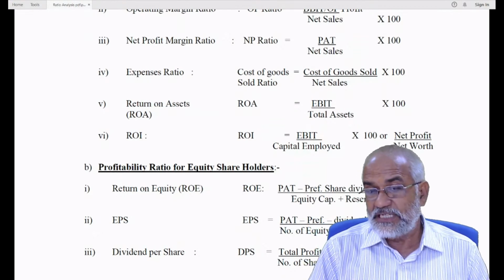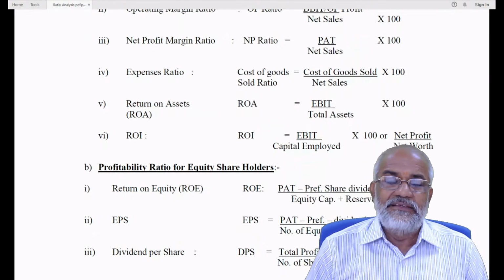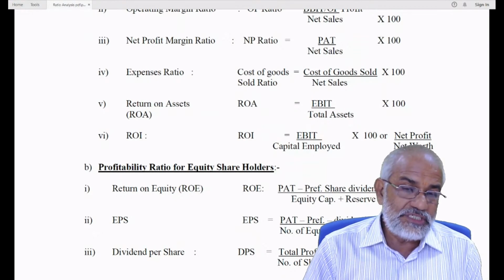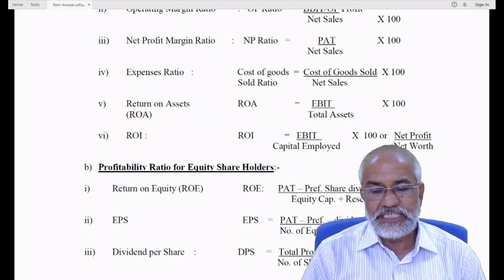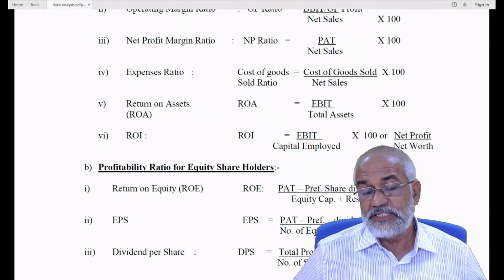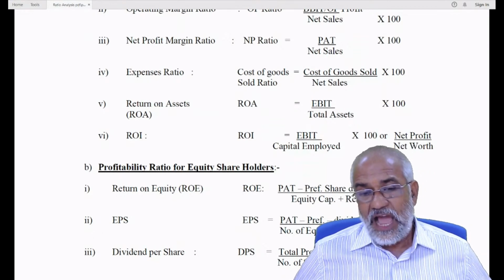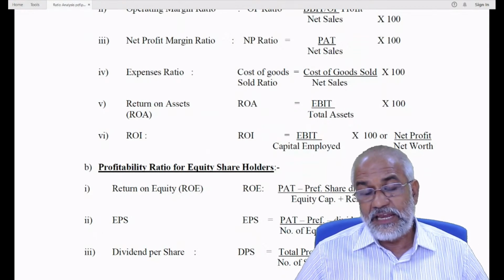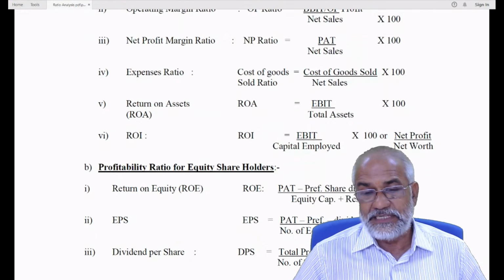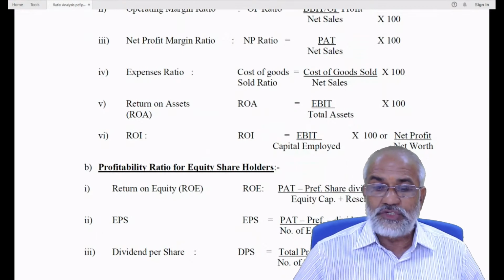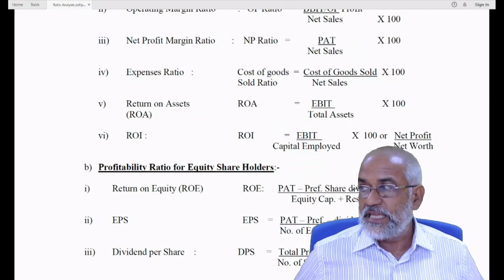This is in the form of percentage. Then the most important ratio which comes thereafter is EPS, earning per share. It is not expressed in terms of percentage, it is expressed in terms of rupees. How is it calculated? The earning per share is calculated by profit after tax minus preference dividend, and the whole has to be divided by the number of equity shares.